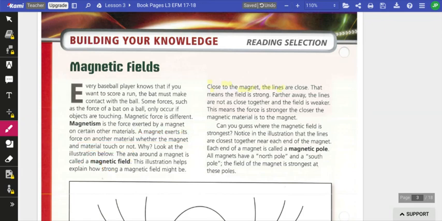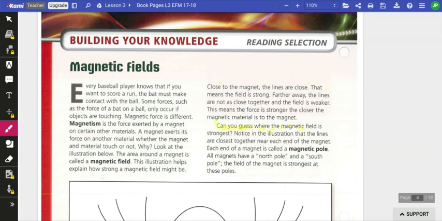Close to the magnet, the lines are close. That means the field is strong. Farther away, the lines are not as close and the field is weaker. This means that the force is stronger the closer the magnetic material is to the magnet.